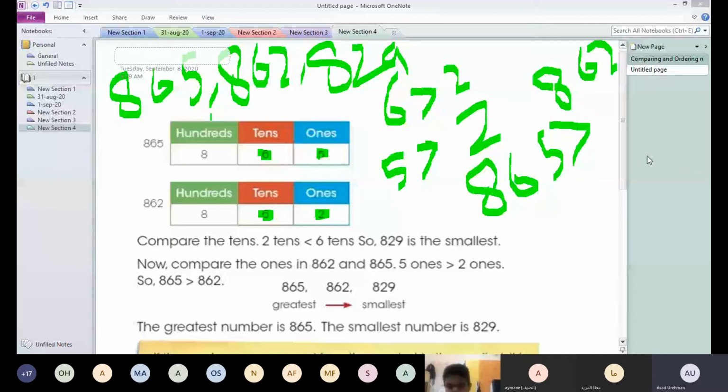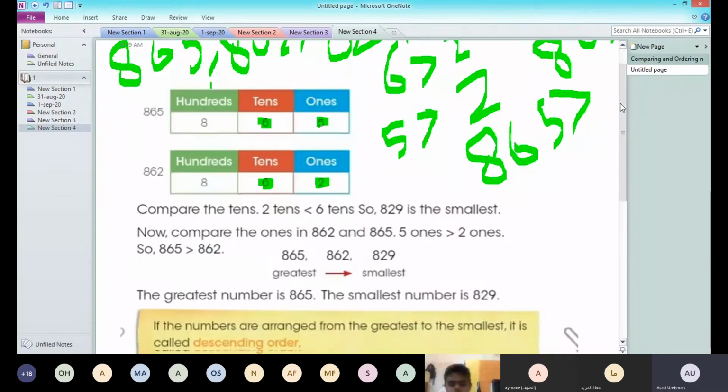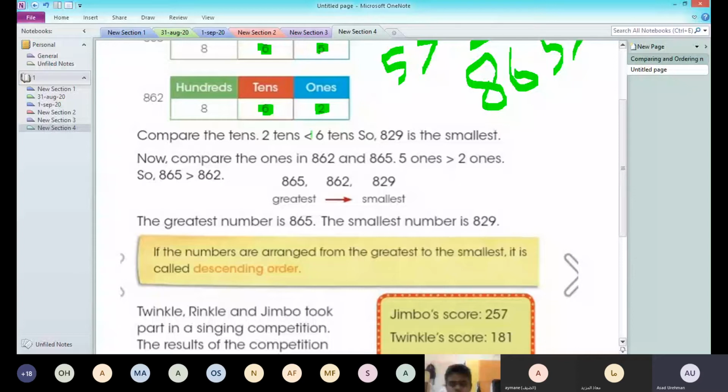Now I need to compare which is the greatest among all these. So I compare the ones then, because they were having the same tens also. When I compare the ones, one was having 5 and one was having 2. So that's why I write 865, because it is the greatest among all these, then 862, then 829. That is what the book is saying. You have to compare the tens. 2 tens is less than 6 tens, so 829 is the smallest. And here they also write like this: compare greatest to smallest.